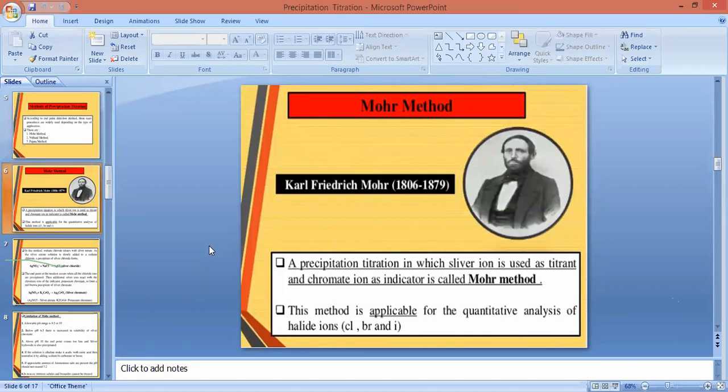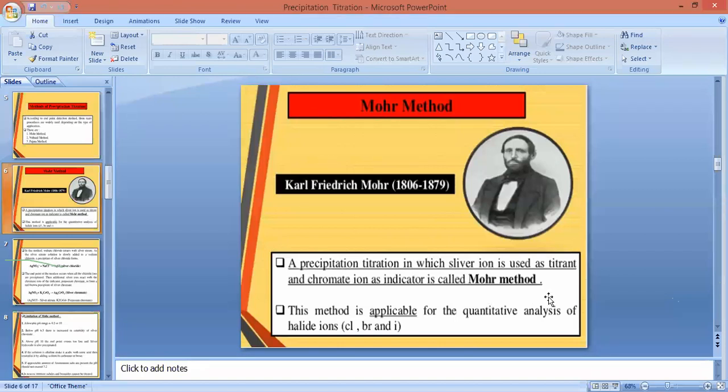So the first method of precipitation titration is the Mohr's method. In the case of Mohr's method, it is a precipitation titration in which silver ion, that is the precipitating reagent, is used as a titrant, and chromate ion, that is potassium chromate, is used as an indicator. So Mohr's type of titration is a direct type of titration.